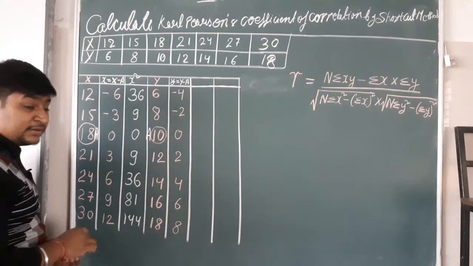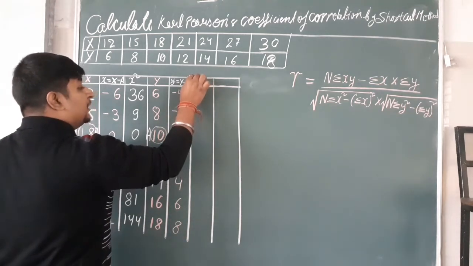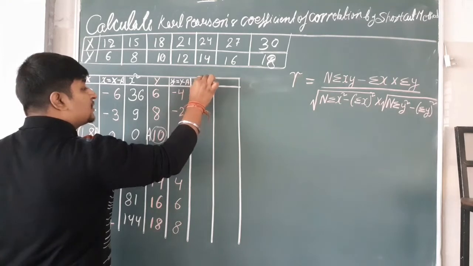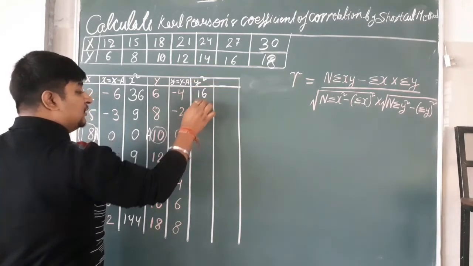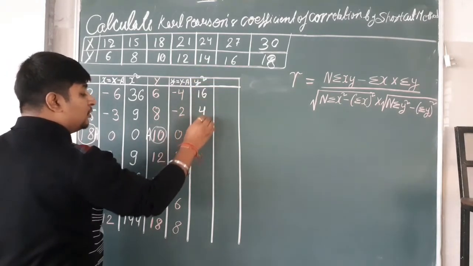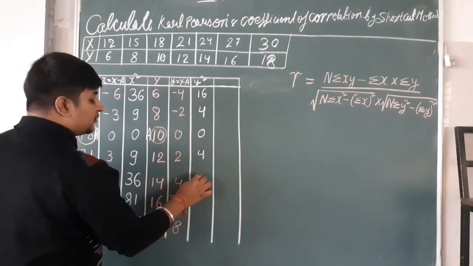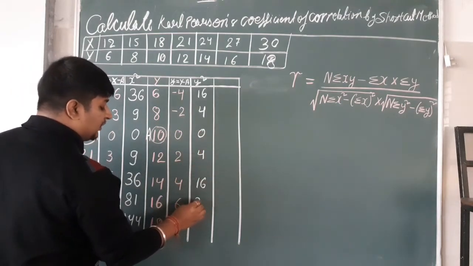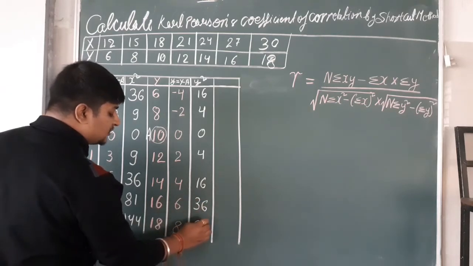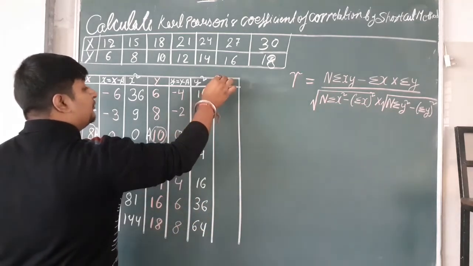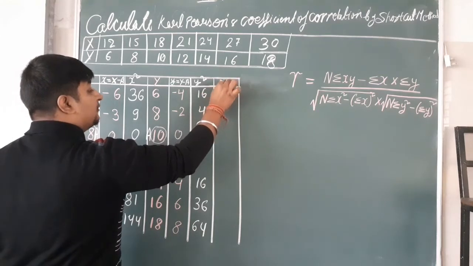I hope it is also clear, right? So we have to find small y का square. 4 square 16. 2 का square 4. 0 का square 0, 2 का square again 4, 4 का square 16, 6 का square 36, and 8 का square 64.